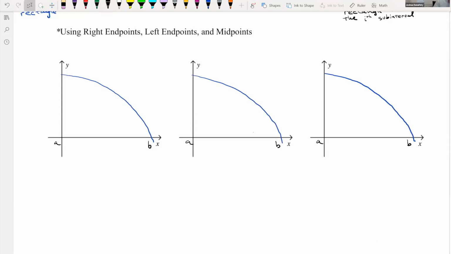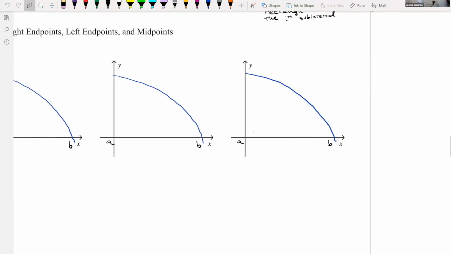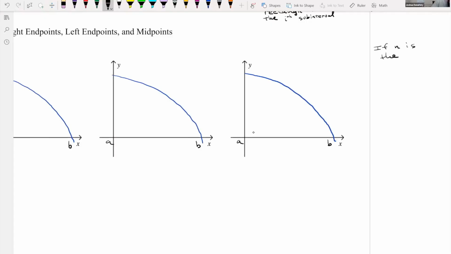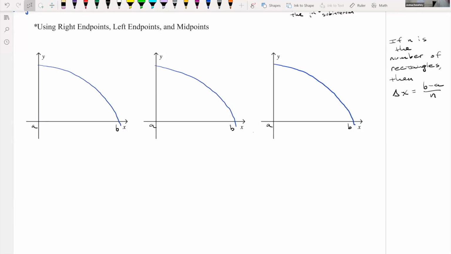Now, as we've already discussed, if n is the number of rectangles, then the distance b minus a divided by n is going to give us the width of each subinterval, right? We're going to break up the interval a to b into a bunch of subintervals like this.